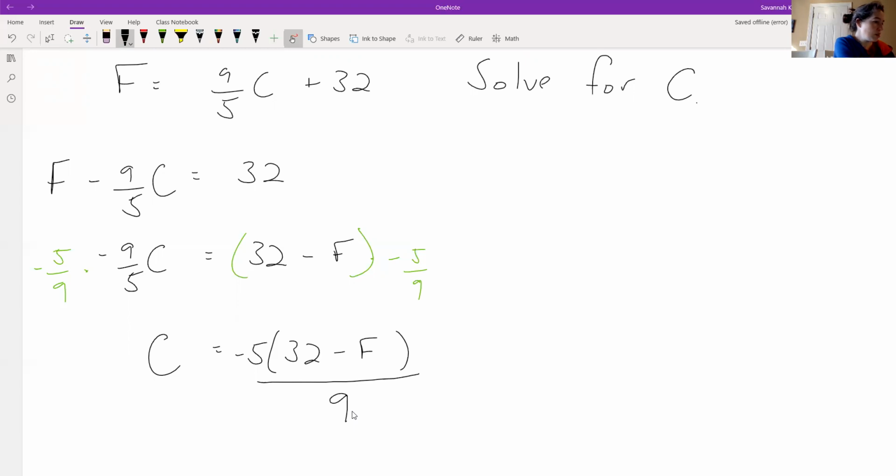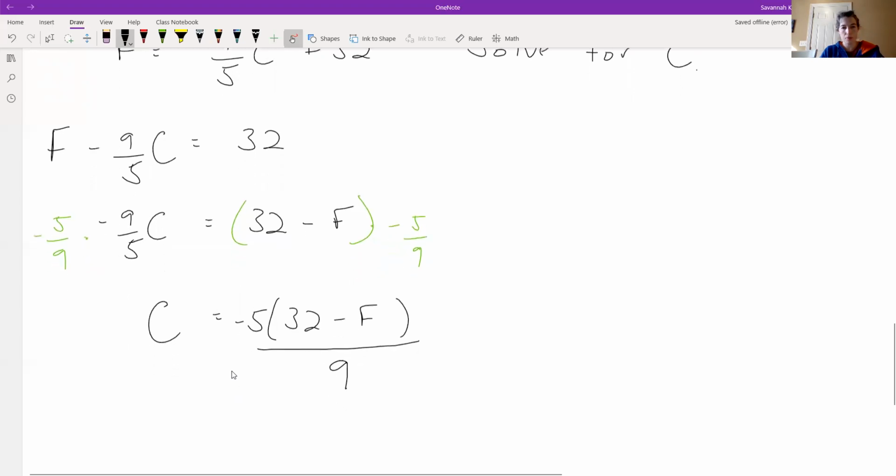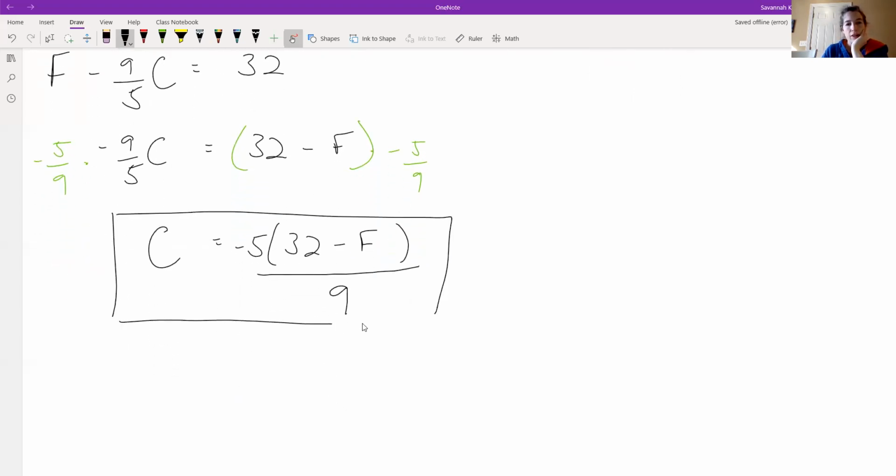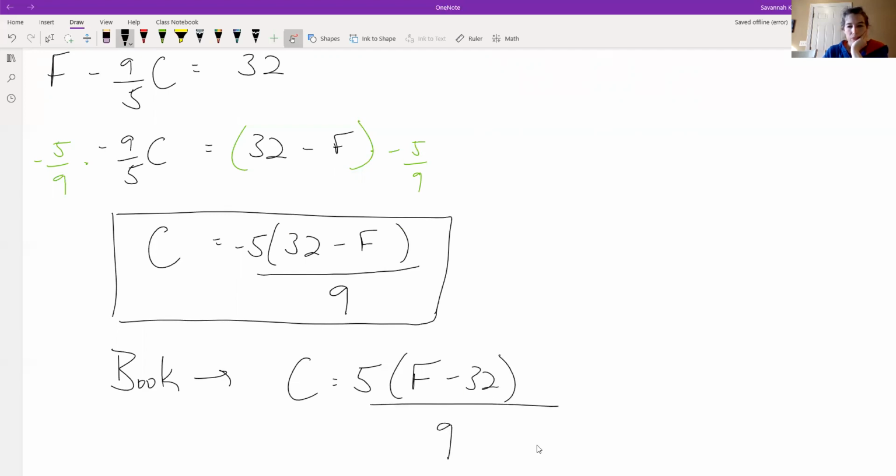Yeah, okay. All they do, I'm going to say this is okay. This is fine mathematically, but the book takes it a little bit farther. They don't like having a negative out front, so they multiply it through. So what you get from them is 5 times positive F negative 32 over 9.